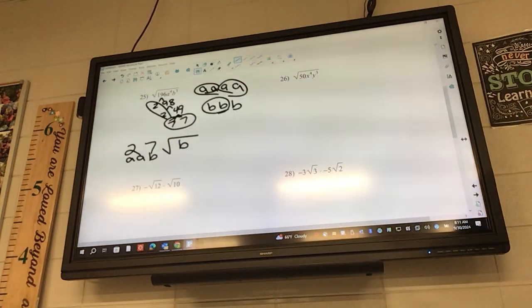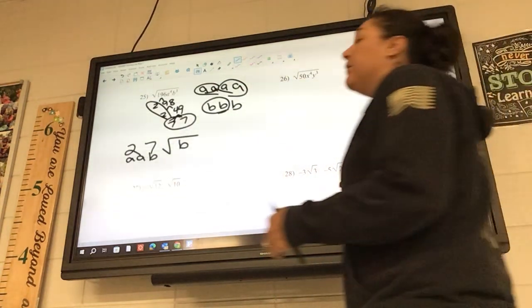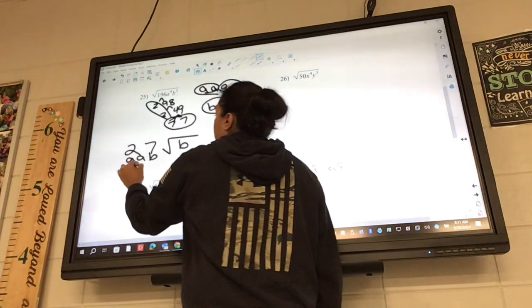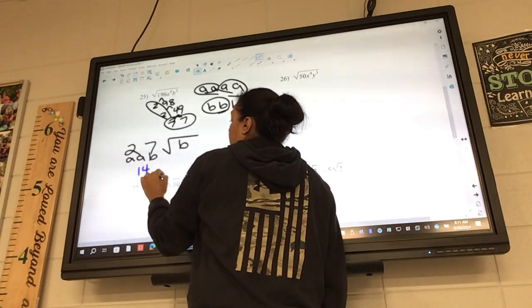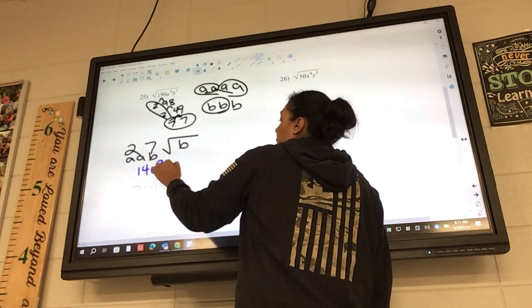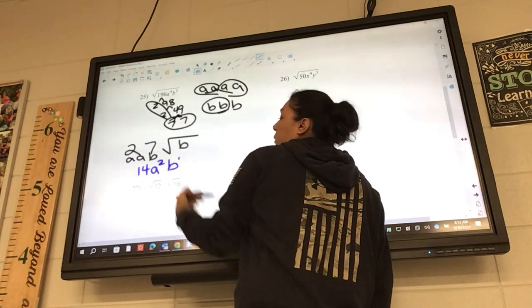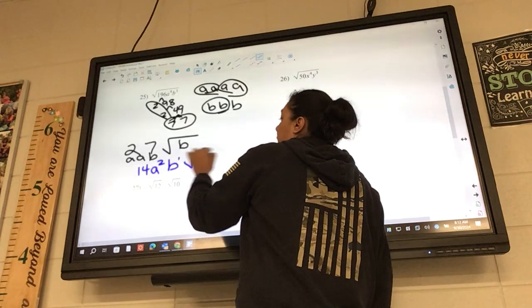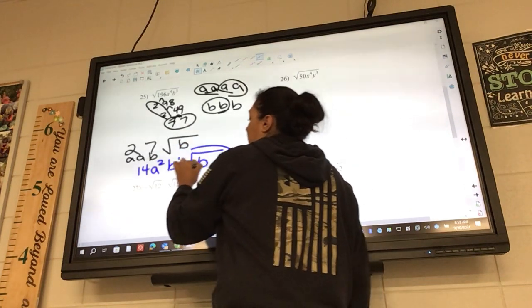Okay, and then we're gonna simplify this. So 2 times 7 is gonna be 14. How many A's do we have total? 2, so it's gonna be A squared. How many B's do we have total? 1, and so you can say B or you can say B to the 1. It's the same thing. Square root, and there's a B on the inside. Okay?